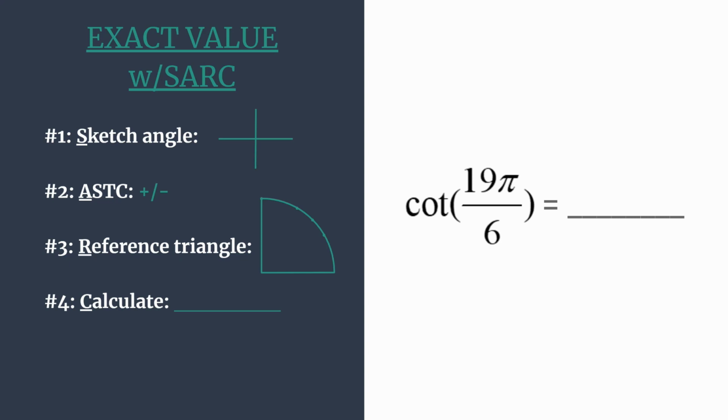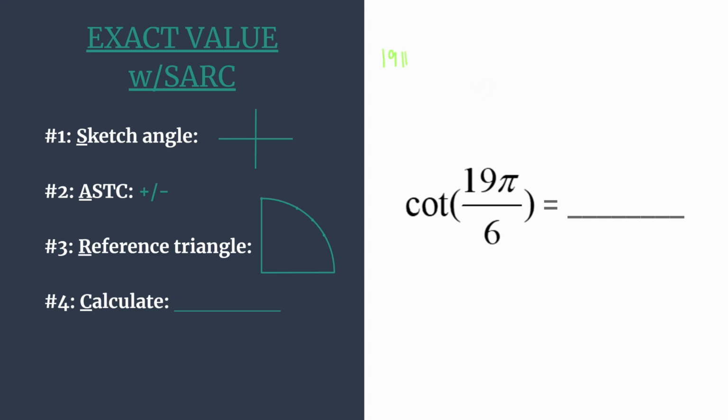Now we see that this angle is positive, so it rotates in the counterclockwise direction. We also should notice that this angle is more than one rotation. 2 pi is a full rotation, or rewriting that so that it has a denominator of 6, it'd be 12 pi over 6. And of course, 19 pi over 6 is greater than that. So let's find a coterminal angle, which is an angle that shares the same terminal side, but you don't rotate as much to get to that angle's terminal side.